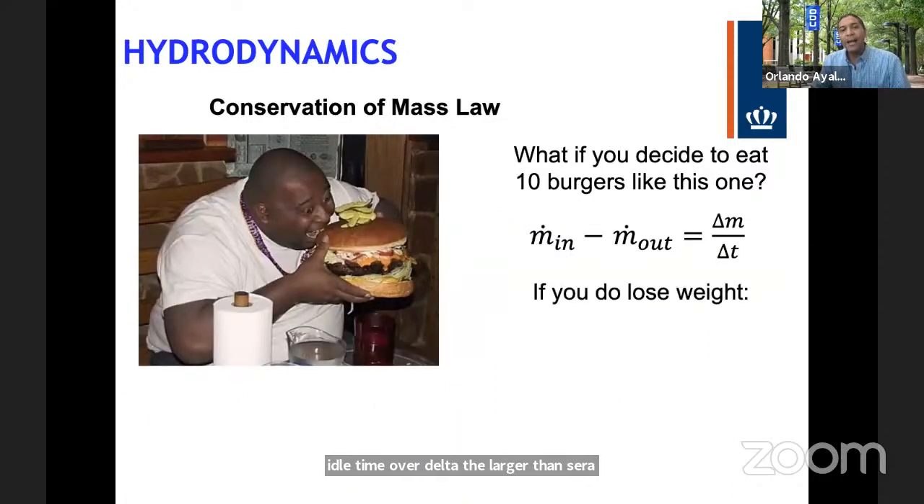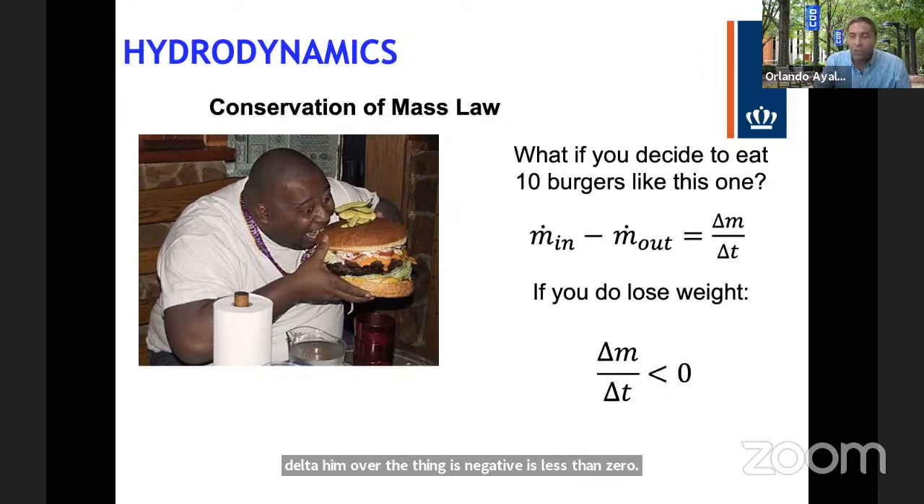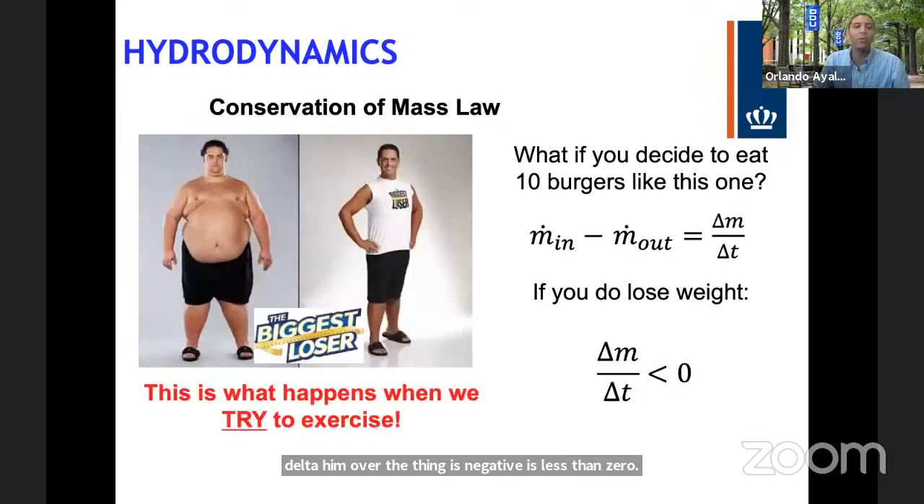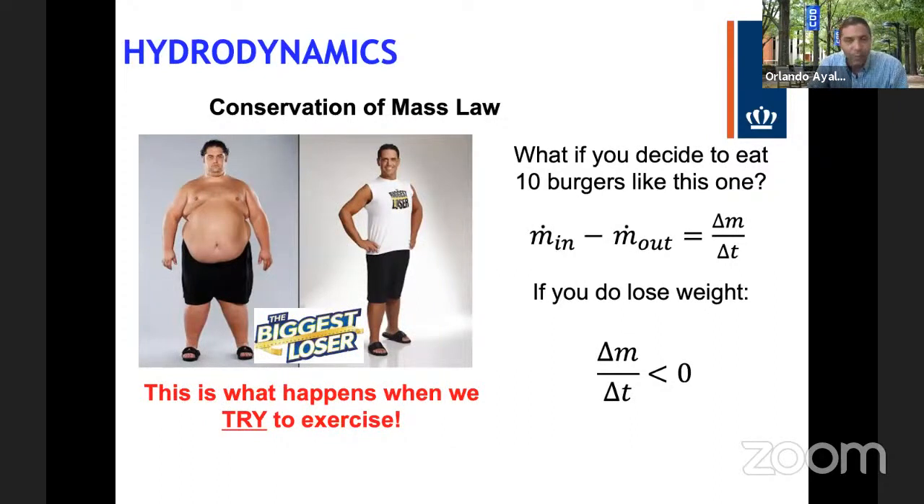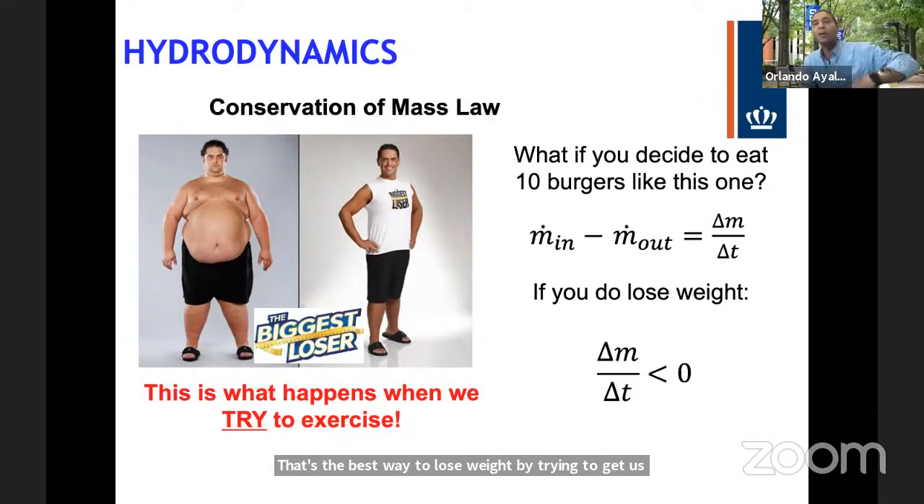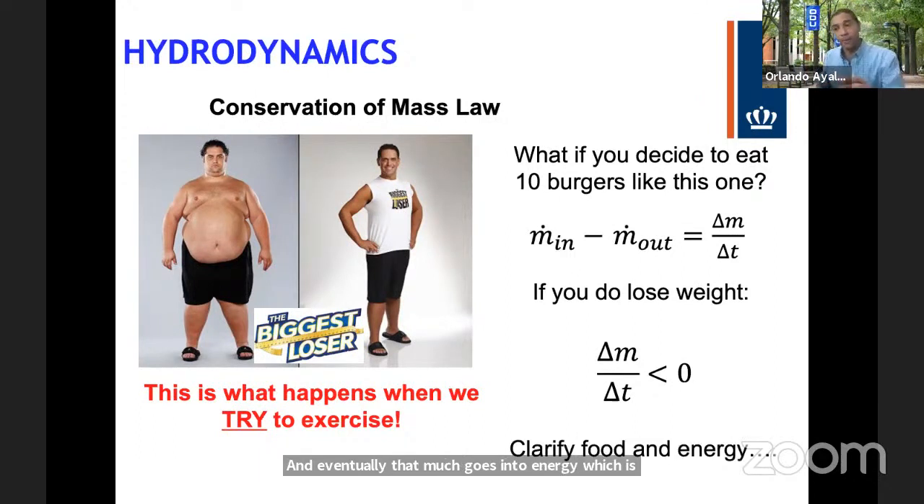Now, what if I lose weight? If I lose weight, then that delta M over delta T is negative. It's less than 0. And you could get that done by doing some exercise or trying to do some exercise. That's the best way to lose weight, by trying to get exercise, because the mass that you have in your body, you're burning that mass. And eventually that mass goes into energy, which is something that I need to clarify. And that's why I always put my note here.